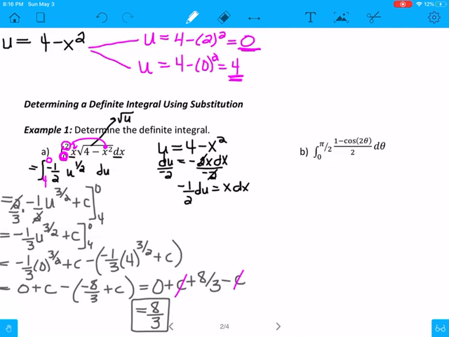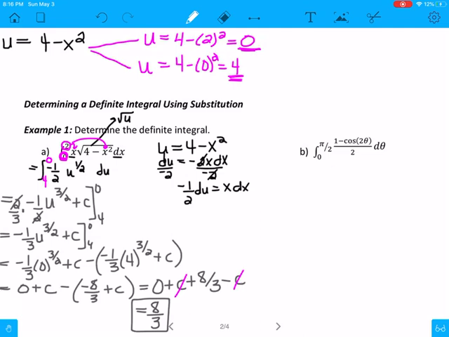And if you look at the graph, if you typed x square root 4 minus x squared into your calculator, into your y equals, and you looked at the graph from x equals 0 to 2, you're going to see it's above the x-axis, and that area underneath is approximately 8/3.